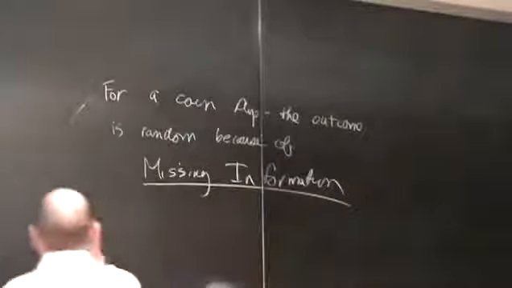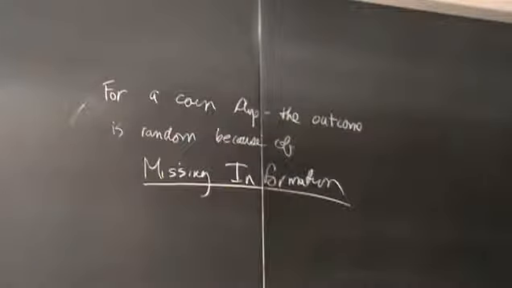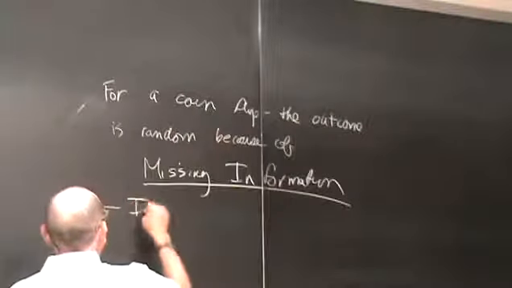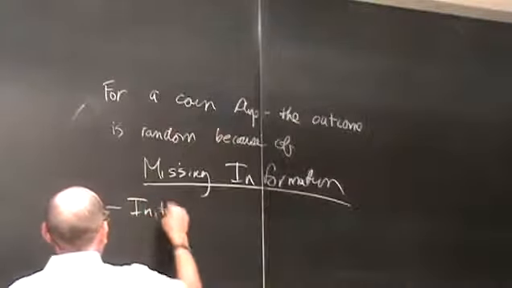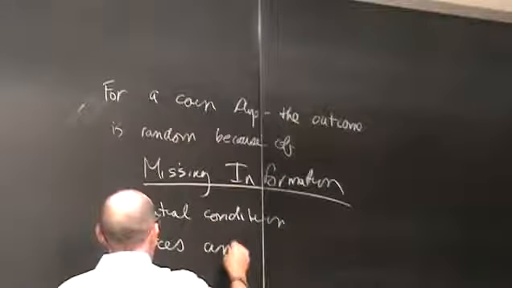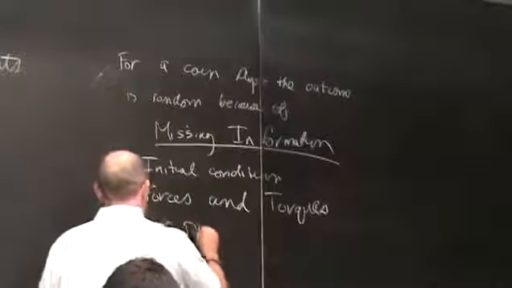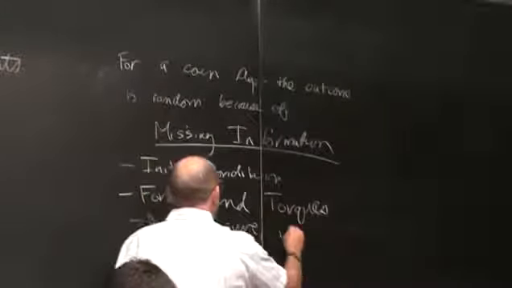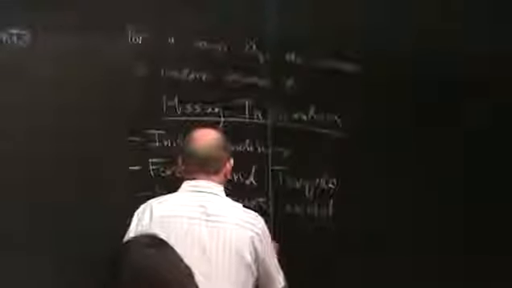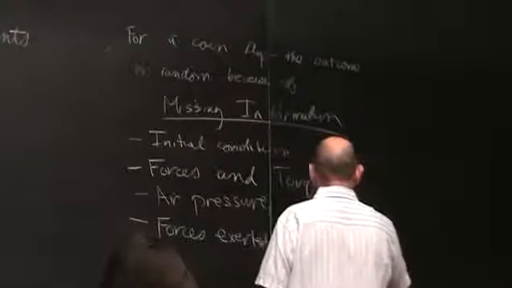For example, as Zeke said, what are some of the things we need in order to specify the trajectory of that coin? We need to know the initial condition. We need to know what all the forces and torques are. We need to know the air pressure, wind. We need to know the forces exerted by the surface on which it lands.